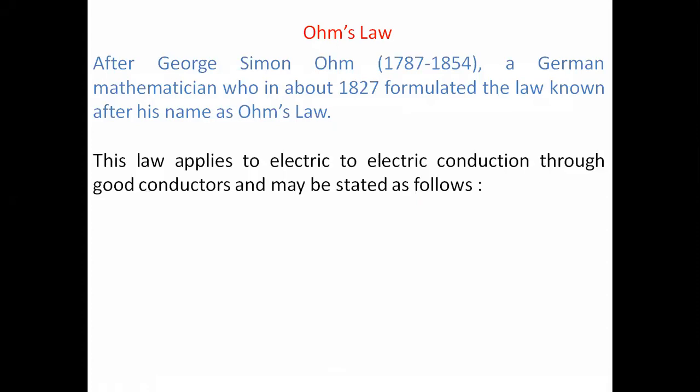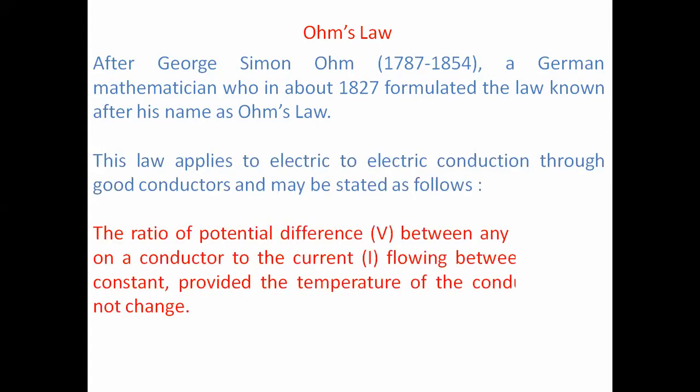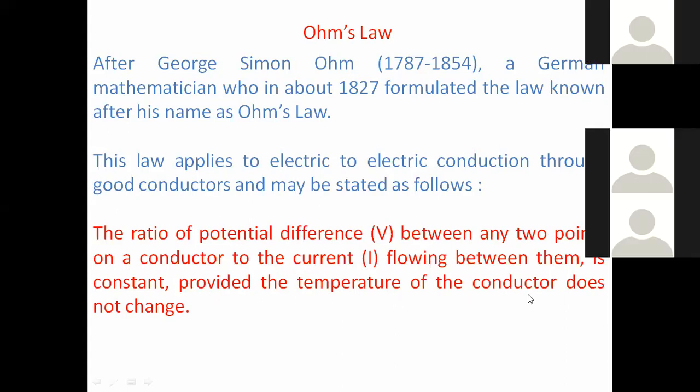This law applies to electric conduction through good conductors and may be stated as follows. The ratio of potential difference between any 2 points on a conductor to the current flowing between them is constant, provided the temperature of the conductor is not changing.